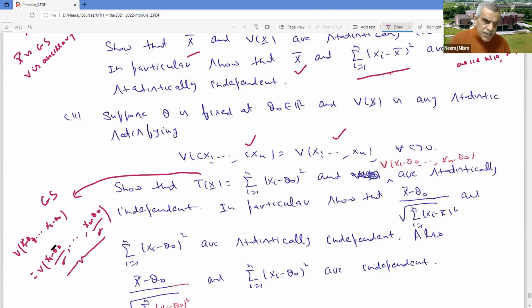But what are these random variables? X1 minus theta naught by sigma, x2 minus theta naught by sigma, xn minus theta naught by sigma are IID normal 0, 1. So their joint distribution is the product of normal 0, 1s. That means the statistic V of x1 minus theta naught, xn minus theta naught is ancillary. So any statistic of the type V of x1 minus theta naught, xn minus theta naught and summation xi minus theta naught whole square will be independent, provided V satisfies the condition that V of Cx1, Cx2, Cxn is the same as V of x1, x2, xn.